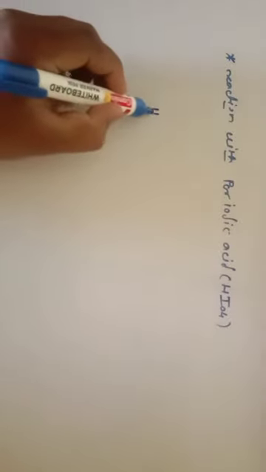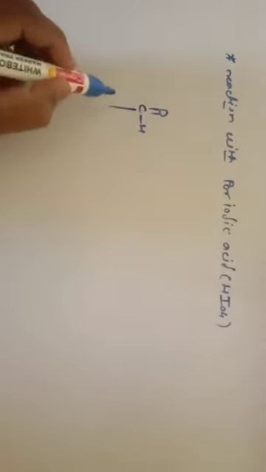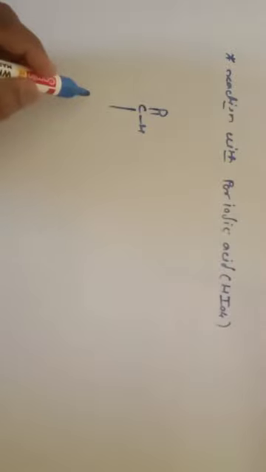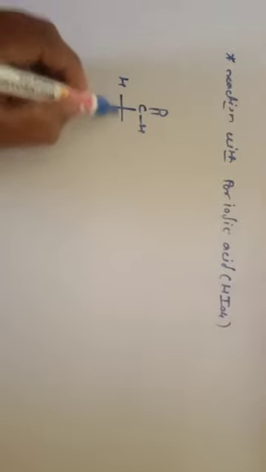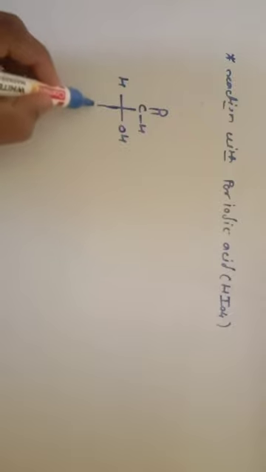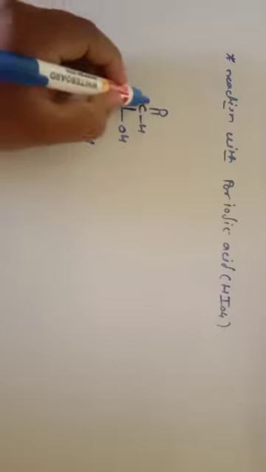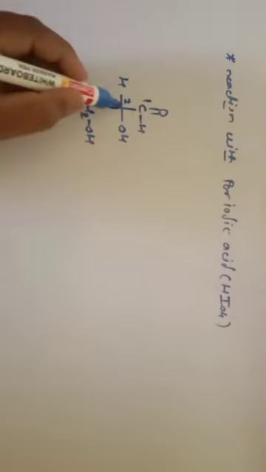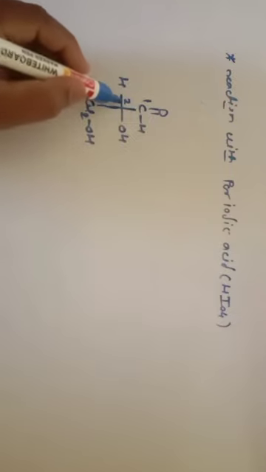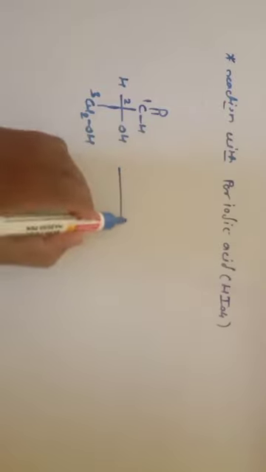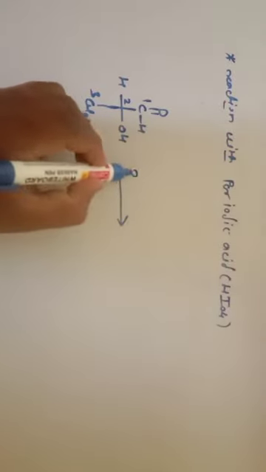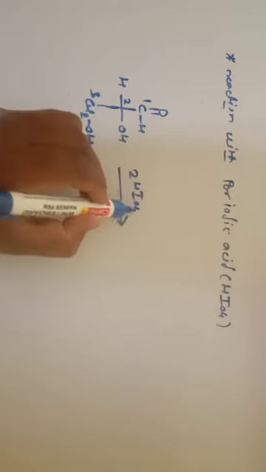Glyceraldehyde is a triose sugar. So this is the C double bond O-H, then there should be H-C-OH, and finally there should be CH2OH. So this is carbon 1, 2 and 3. This is the triose sugar, and all the bonds between carbon first and carbon second and carbon third get broken in the presence of HIO4. So we require two molecules of HIO4.